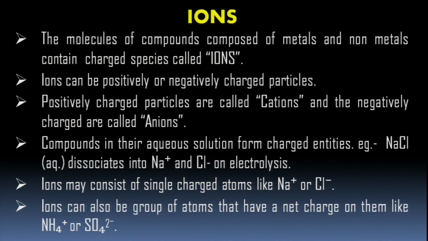Ions may consist of single charged atoms like Na+ and Cl-. Okay. Ions can also be groups of atoms that have a net charge on them like NH4+ or SO4 2-. Till now, you have known that some like Ca 2+ or Na+, Cl-, these are cations and anions. These are elements. Okay. But there may be groups of atoms also. Here you have sodium atom or chlorine atom. Is not it?